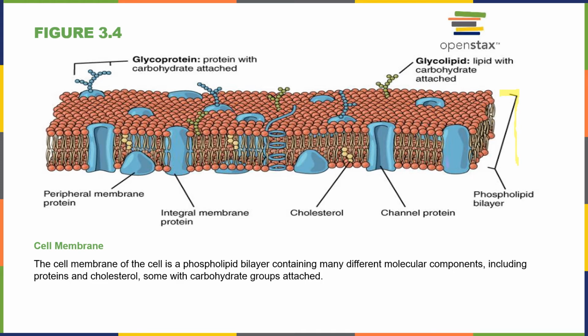We do have these things other than the phospholipid molecules, including a channel protein. We've got integral proteins that go all the way through. We've got peripheral proteins that don't go all the way through. We've got glycolipids, a lipid with the carbohydrate attached, and glycoproteins, which are proteins with a carbohydrate attached. So some of these are involved in cell-to-cell recognition. Some are receptors for the cell.